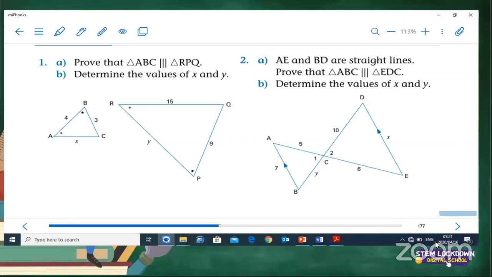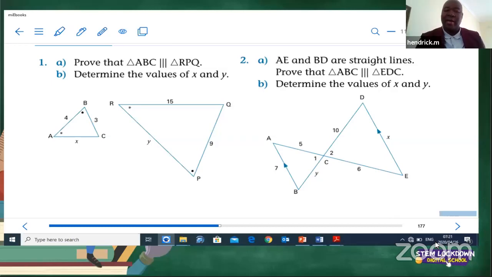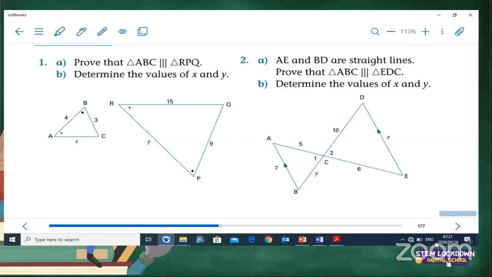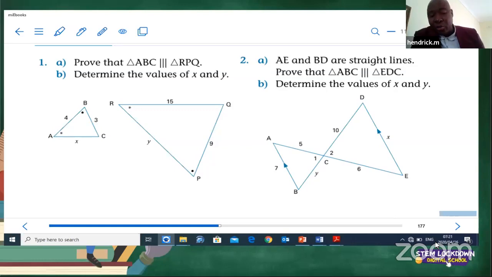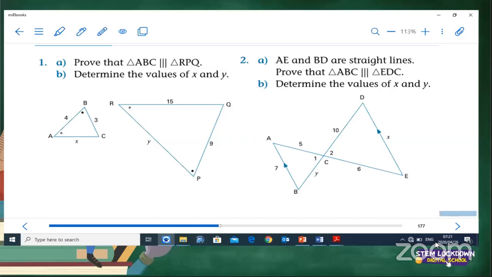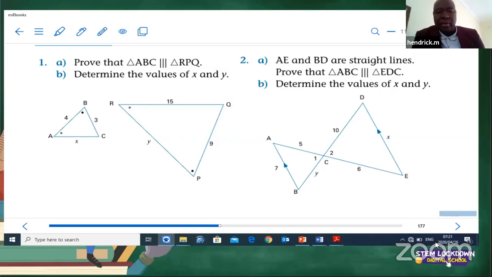Yeah. So the first one you say AB divided by, you're going to divide AB by what? By RP. AB would be DE. Yeah. Also, you're saying AB would be equal to? D over E. Or D over E.